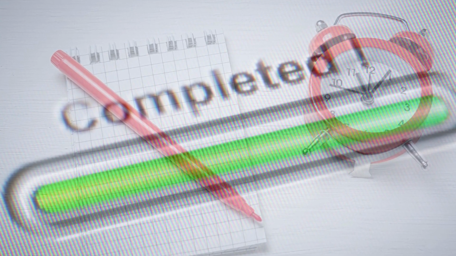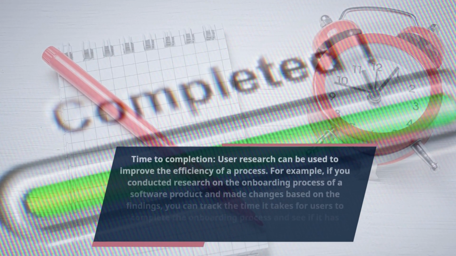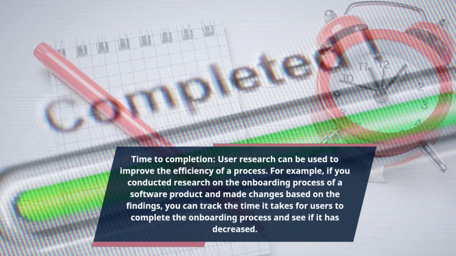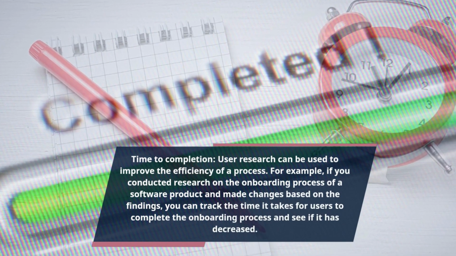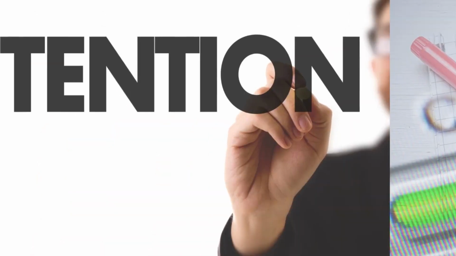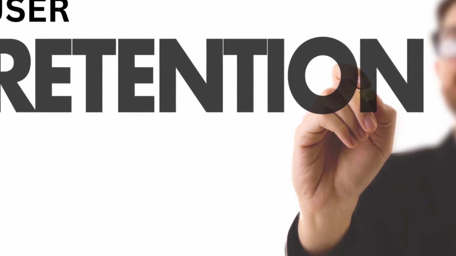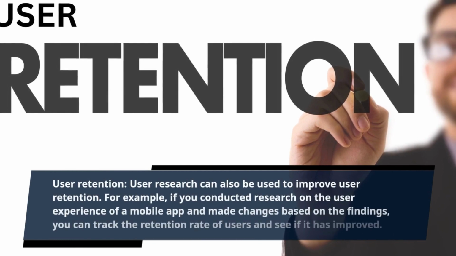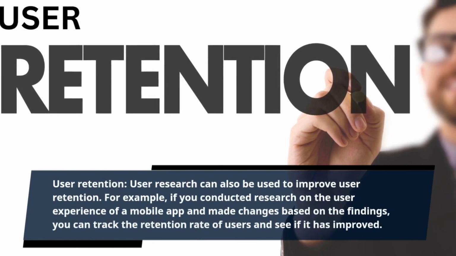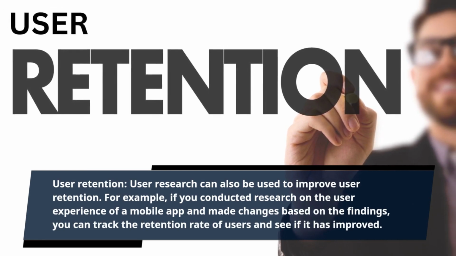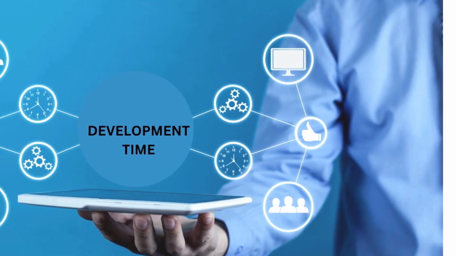Time to completion. User research can be used to improve the efficiency of a process. For example, if you conducted research on the onboarding process of a software product and made changes based on the findings, you can track the time it takes for users to complete the onboarding process and see if it has decreased. User retention. User research can also be used to improve user retention. For example, if you conducted research on the user experience of a mobile app and made changes based on the findings, you can track the retention rate of users and see if it has improved.